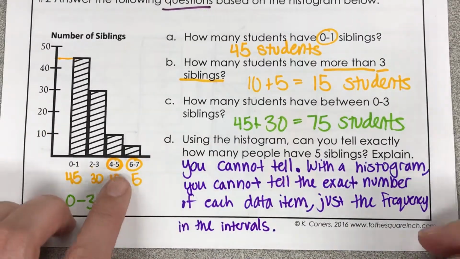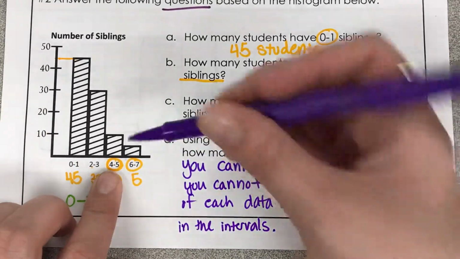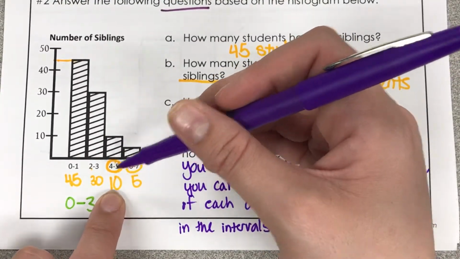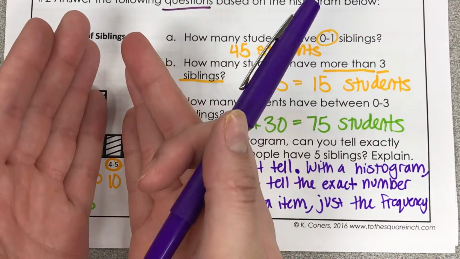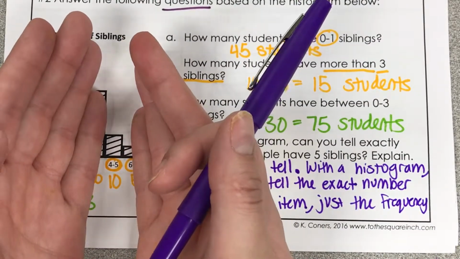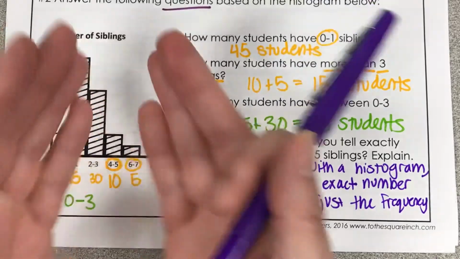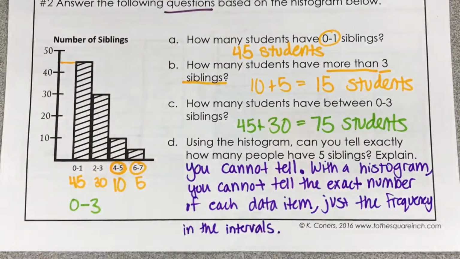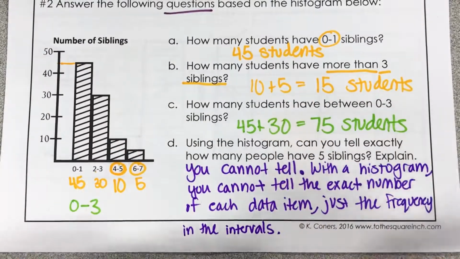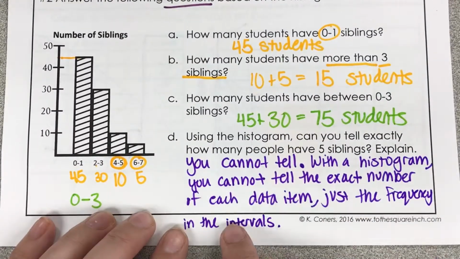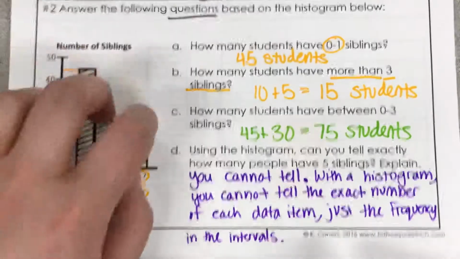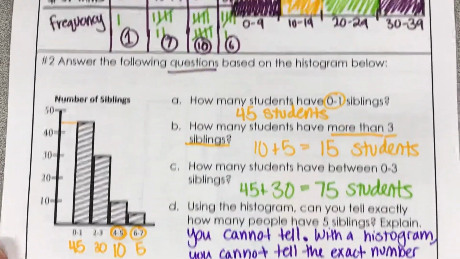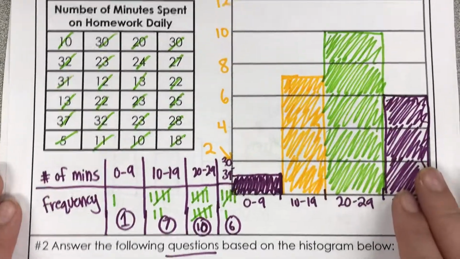So even though I have an idea that this category, 4 to 5 siblings, that happened 10 times where someone was in this single category. But I don't know how many of them were the 4s or how many of them were the 5s. I can't really tell, and that's because that's the way the histogram is displaying the data. If I made a line plot or stem and leaf plot, I can probably see more specifically, but given this type of display, I actually cannot tell. All right, make sure you have all of these components on your notes, and then you are ready to move on.